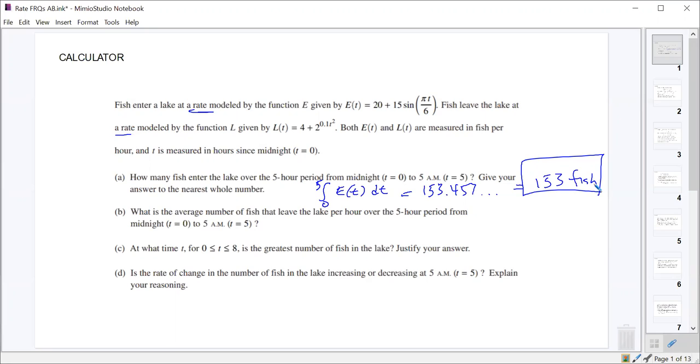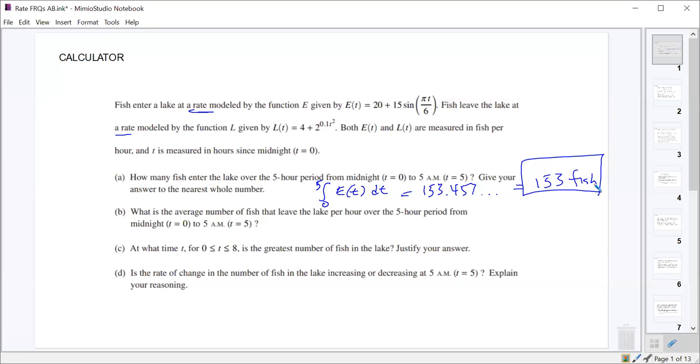All right. The second thing we want to know is what is the average number of fish that leave the lake per hour over the 5-hour period from midnight to 5 a.m. So we want the average number of fish that leave the lake. How do we find the average number of something? This is the mean value theorem for integrals, right? Isn't that what that should be? Yeah, I would think so.